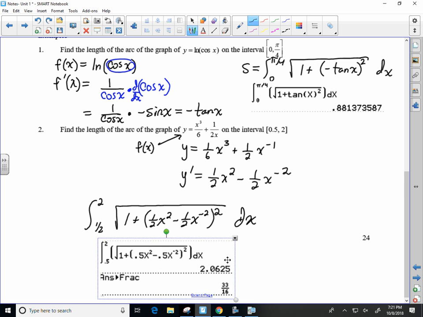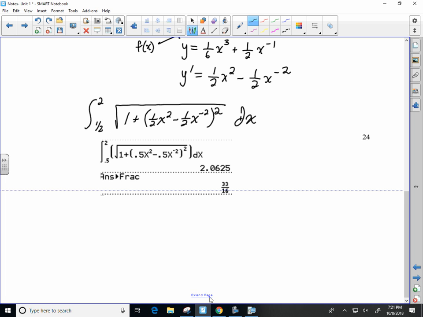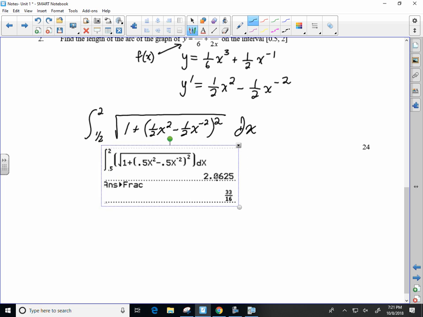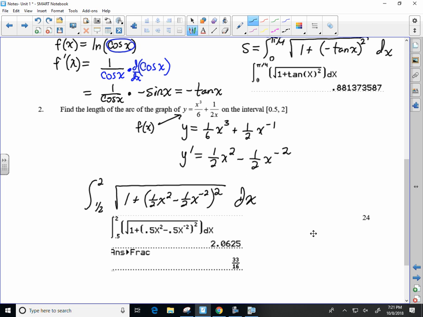Movie reference. Independence Day. It's the president. That's it. Not too bad at all.